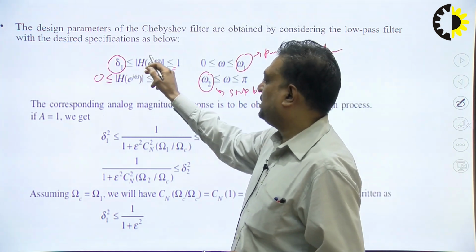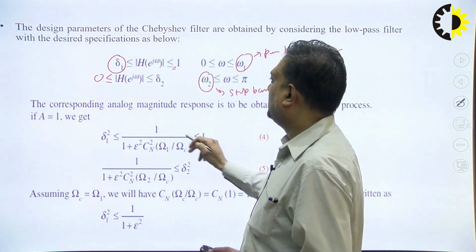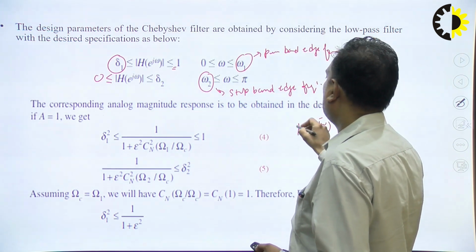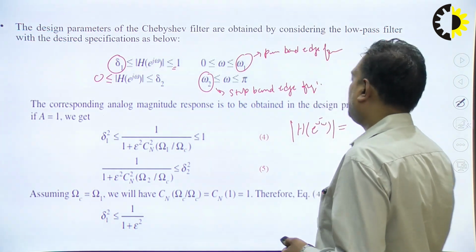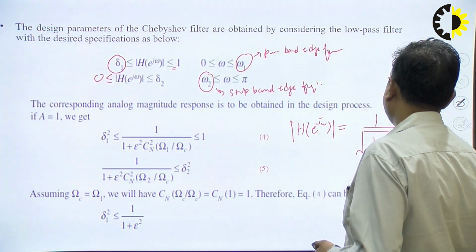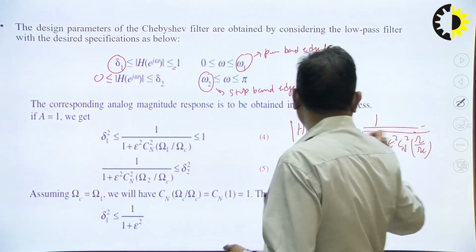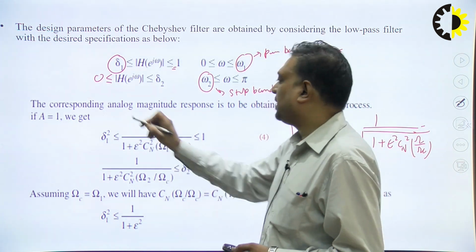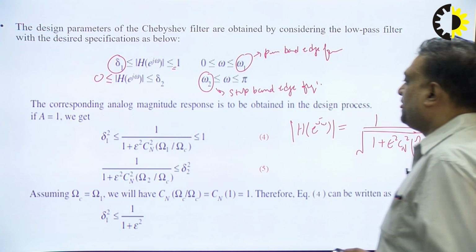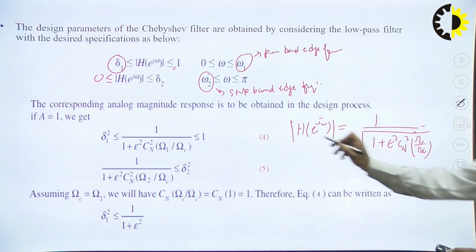So delta 1 squared is less than or equal to mod of H(e^jω) whole squared, which is less than or equal to 1. Now what is the value of mod of H(e^jω)? This is nothing but 1 upon the square root of 1 plus epsilon squared Cn squared of Ω by Ωc. When you square it, the square root will be gone. So you will get delta 1 squared less than or equal to 1 upon 1 plus epsilon squared Cn squared of Ω by Ωc.